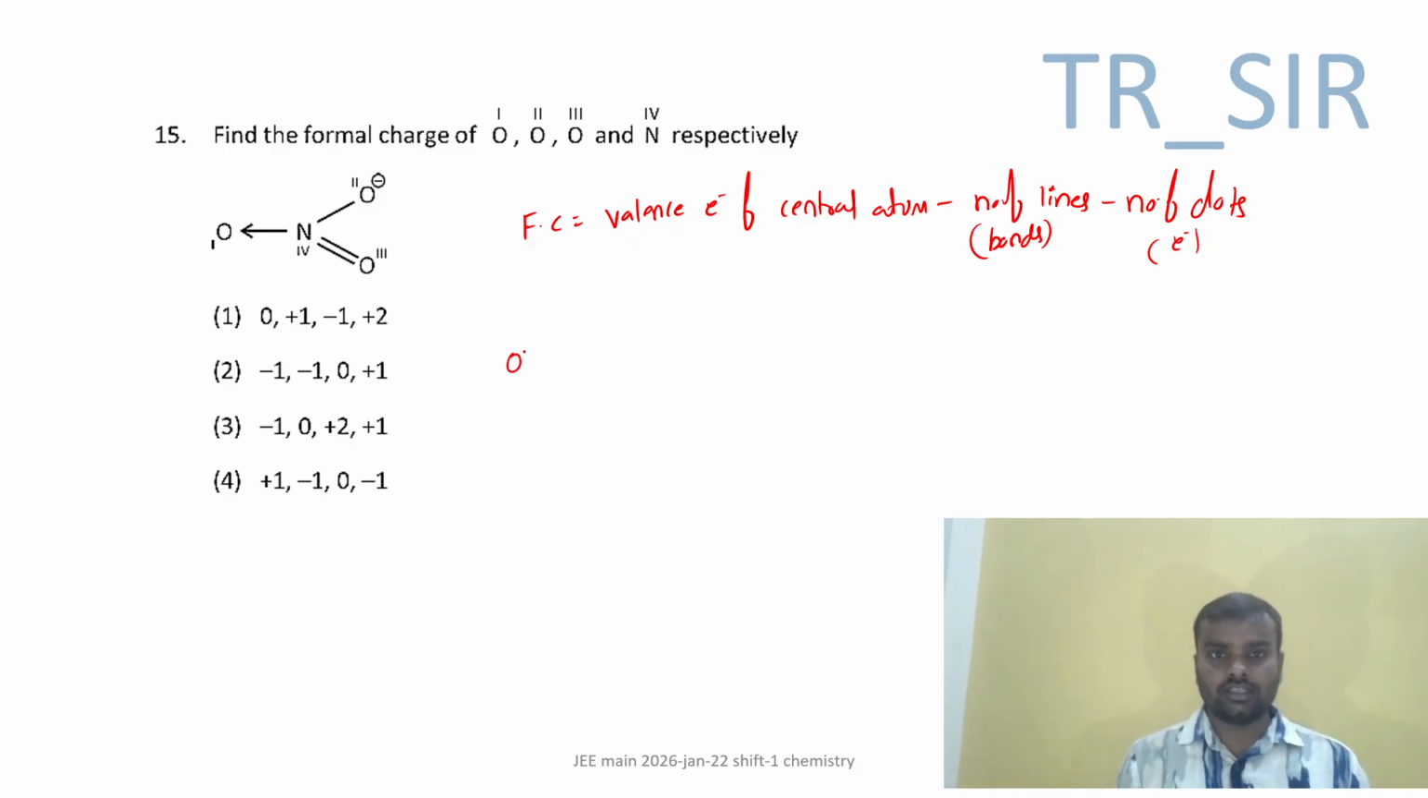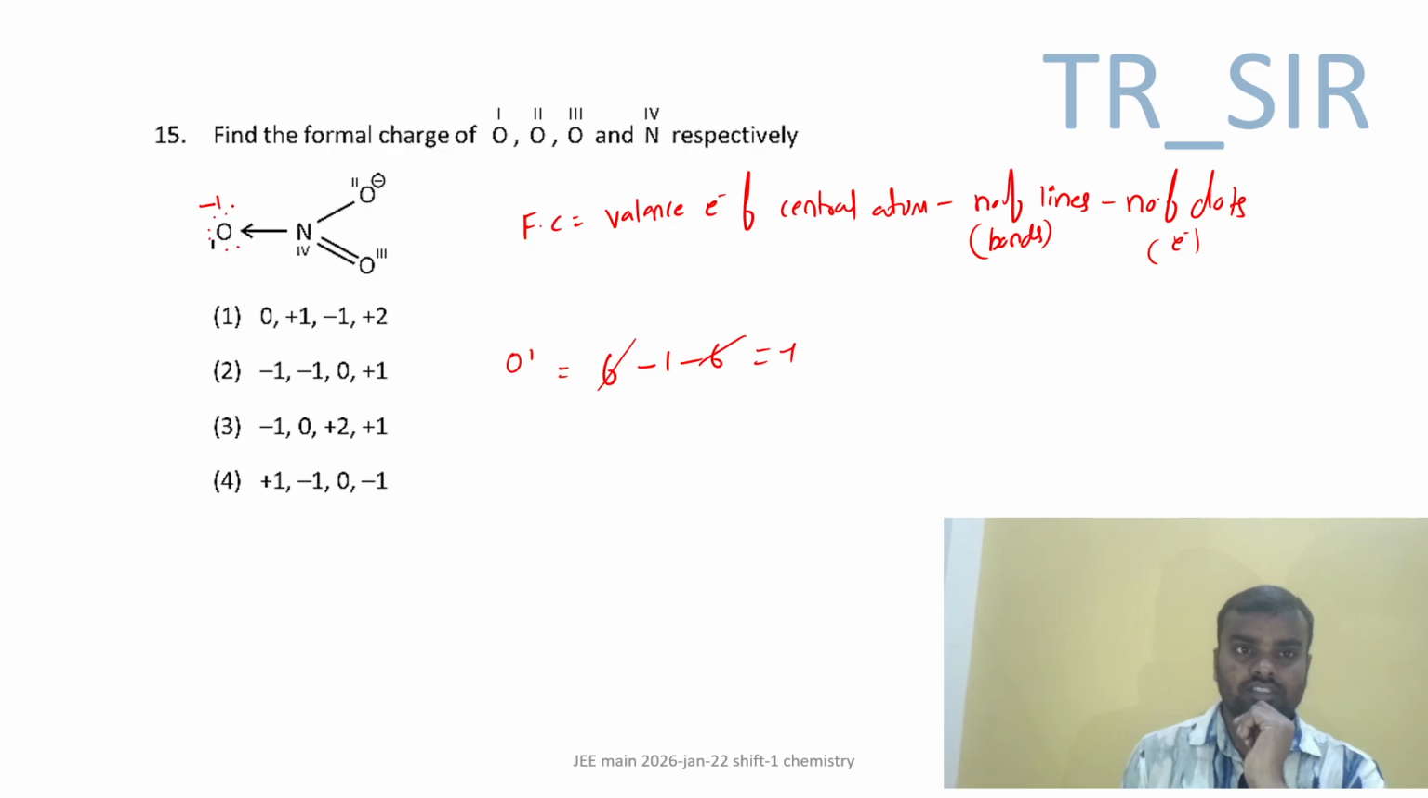First, the oxygen 1 case. Valency of oxygen is 6 only. Number of lines, how many? Only one line is there. Number of dots, how many? Here, coordinate bond, no? 6 dots are there. That means minus 6. 6 minus 1 minus 6 cancels out to minus 1. So here minus 1 is coming.